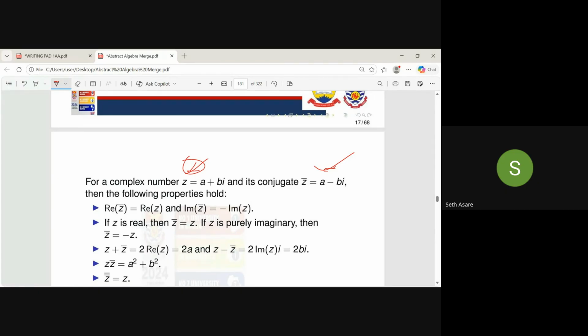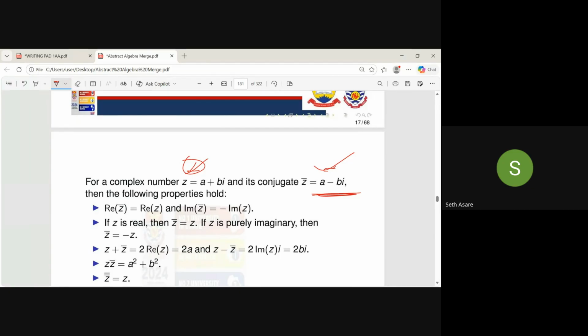Now, what is the real part of the conjugate? This is the real part of the conjugate. What is it? A. Okay, so and what is the imaginary part of the conjugate? bi, minus b. Minus b i, or minus b is minus b.